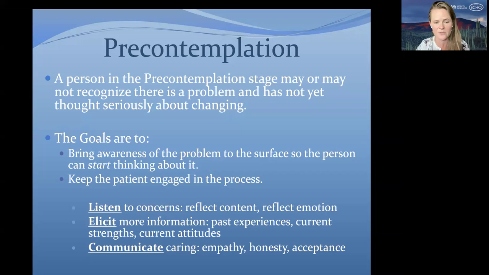So we're listening, we're reflecting, we're making sure that we're eliciting more information in a way that feels inviting to the patient so that they get to share about what's most important to them, and we're getting a clearer understanding about where the motivation might start to come from. And then, of course, always we're communicating caring. We're giving that unconditional positive regard, irrespective of whatever kind of behaviors they're engaging in at this point, or that they might in the future, making sure they understand that we're with them, we support them, and that they have our empathy, that we'll be authentic and accepting of them.